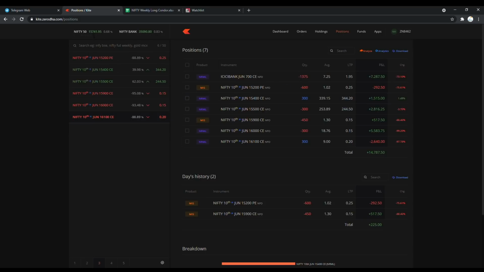So if you say spot is 15,750, if it expires at 15,750, it will be 15,750 minus 15,400, which will be 350. So that is going to be the premium here. If it is 15,500, it will be 15,750 minus 15,500, which is 250. So here it will be 350, here it will be 250. In between the difference is 100 points.